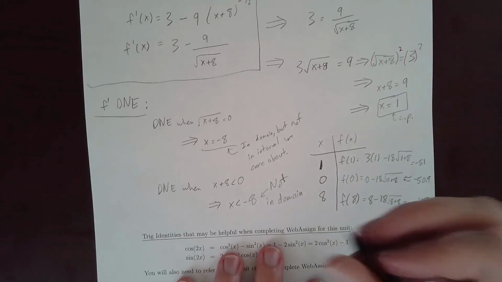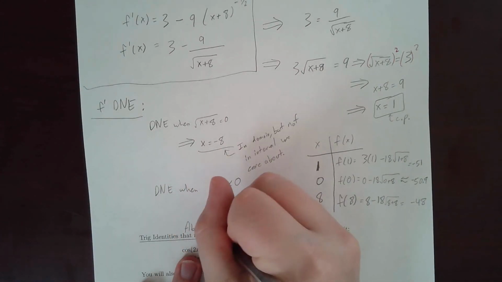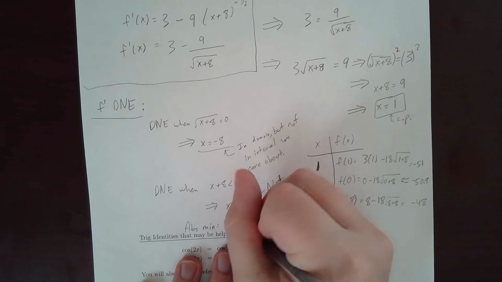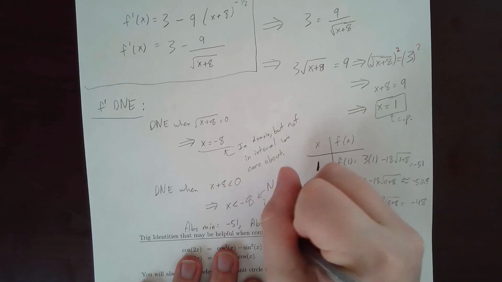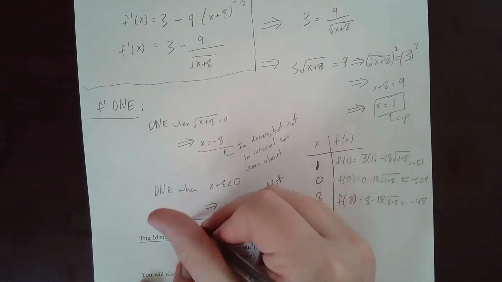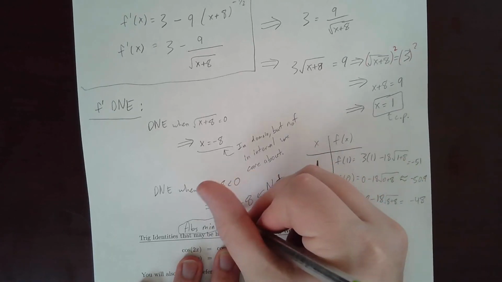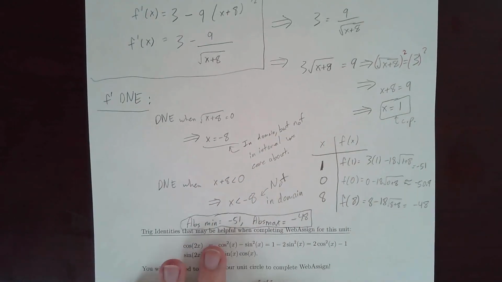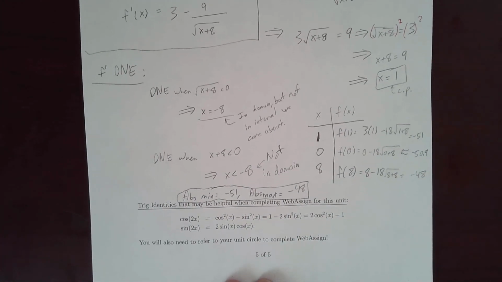So all of this then tells us that the absolute min is going to be negative 51, and the absolute max is going to be negative 48. Again, this is over the interval 0 to 8, so we might have higher values, we might have lower values, but on our interval, these are the highest and lowest values that we'll have.